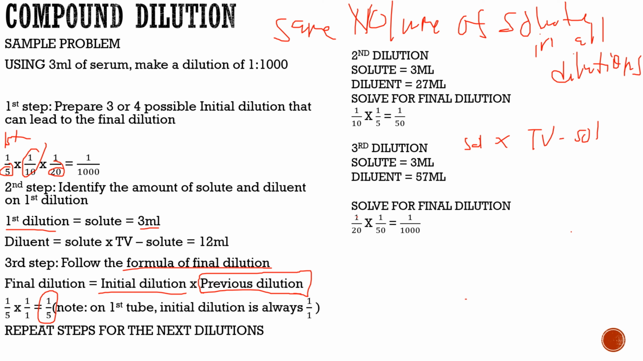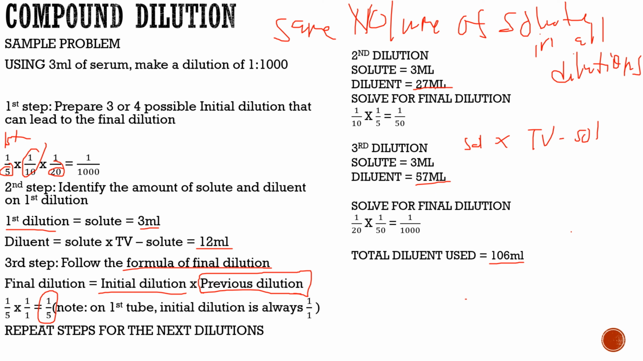One times 1:20 times 1:50 is equal to 1:1,000. Total diluent use is 106 ml. Saan nanggaling yung 106 ml? Sa first tube nyo, you use only 12 ml. Sa second dilution nyo, you use 27 ml. And sa third dilution nyo, you only use 57 ml.